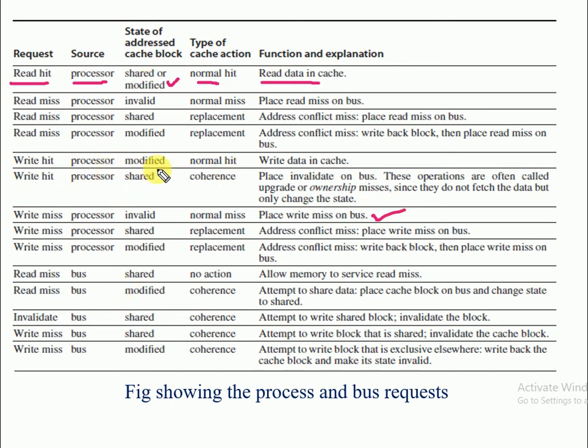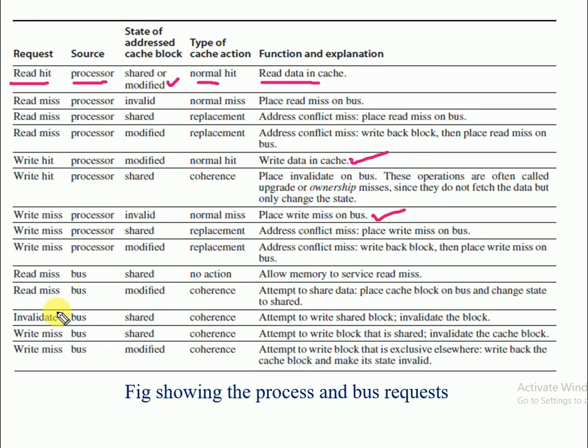I'll take one more, modified. A write hit is given by the processor. The state is modified. It is a normal hit, write data in cache. Okay, so in various requests, accordingly, by the different processors we are doing all these operations based on these invalid, shared and modified situations.